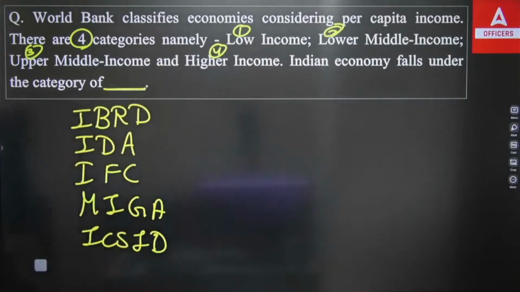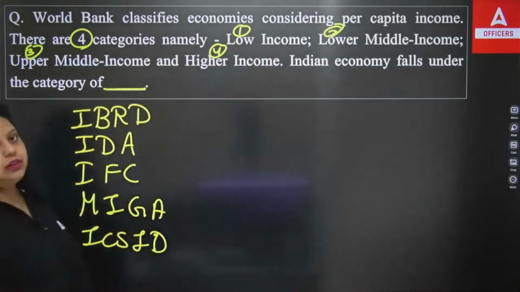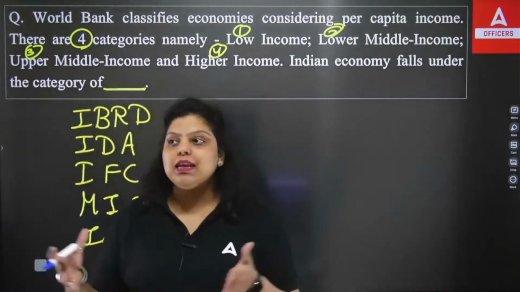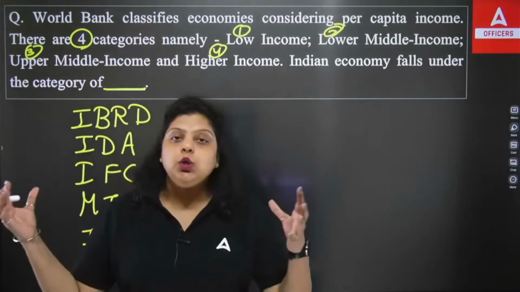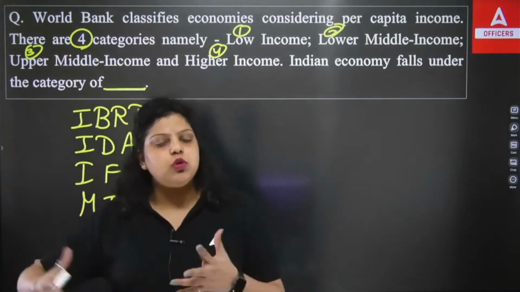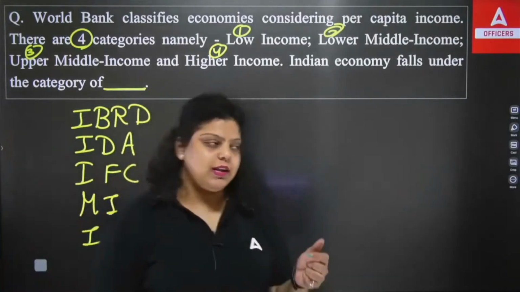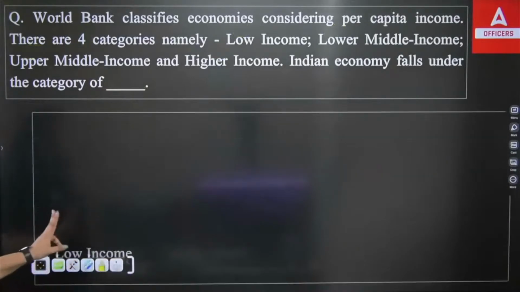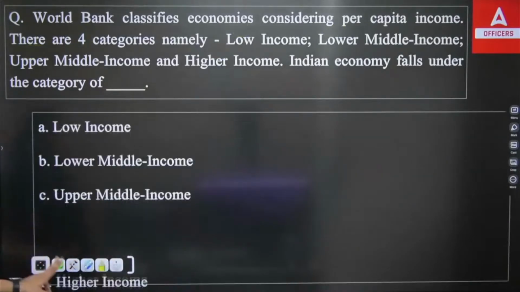Now, ICSID, International Centre for Settlement of Investment Disputes. ICSID, International Centre, is to resolve the disputes among the countries. Okay, that's what the ICSID does. And they are the 5 institutions. Now, do remember about this World Bank. These are the concepts, or the details regarding the World Bank.